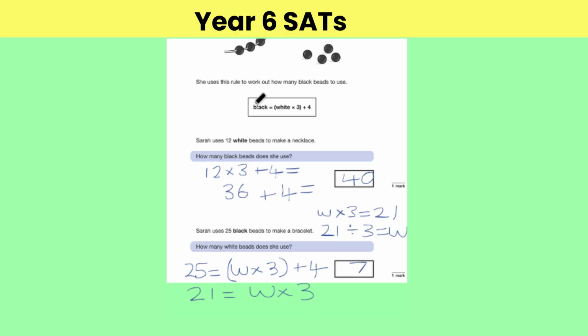And then just check it. So the number of black beads is white times 3 plus 4. So if we had 7 white beads times 3, that's 21. Add the 4 is 25, and she uses 25 black beads. So we know that we are correct.